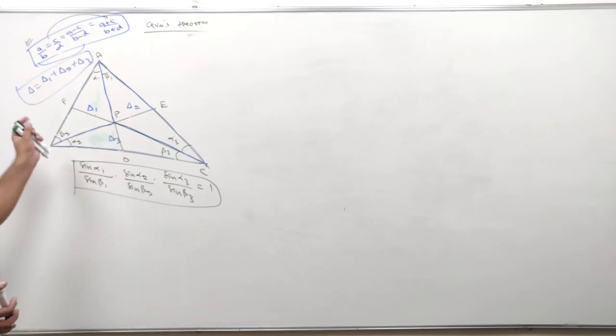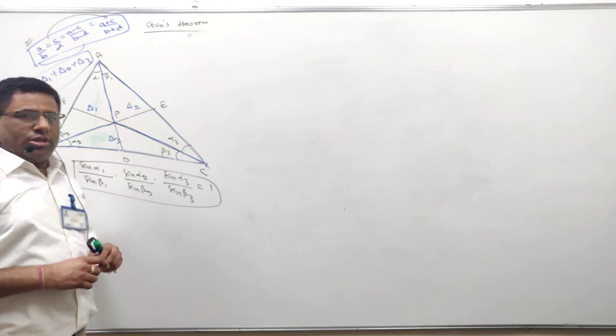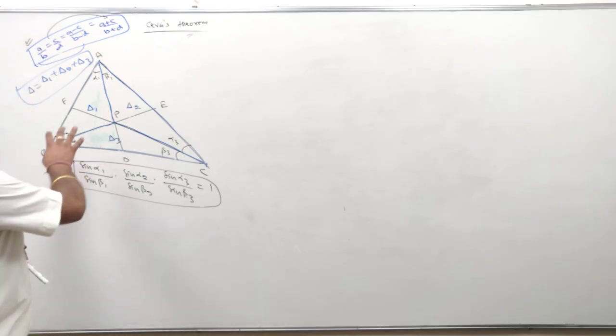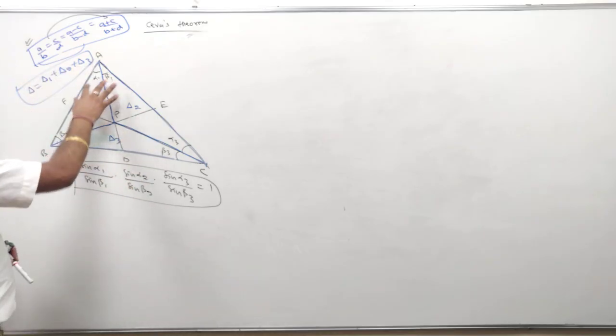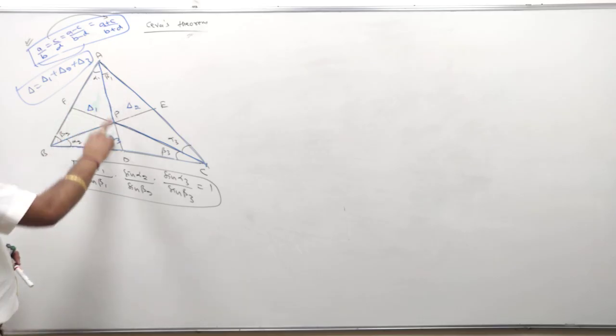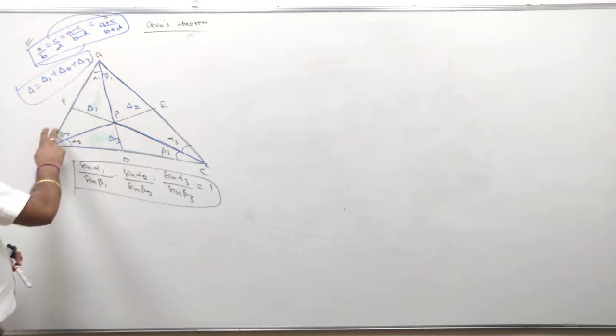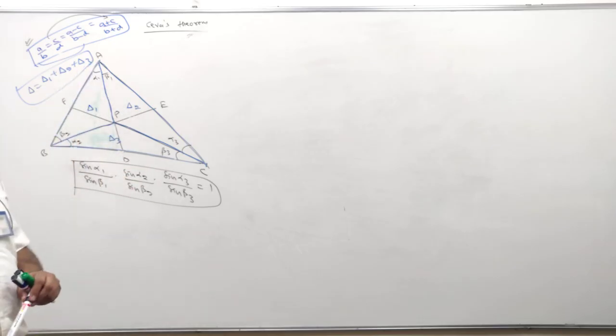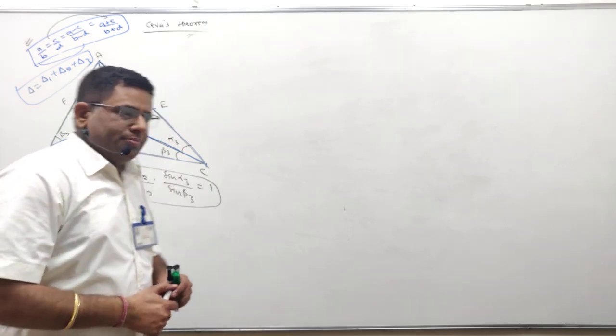You can derive this result from the normal Ceva's theorem, that is BD upon DC, and so on, each ratio this upon this. They come in the ratio sin alpha 1 by sin beta 1, sin alpha 2 by sin beta 2, sin alpha 3 by sin beta 3, and they come out to be equal to 1. You can try it, otherwise I will tell you the proof.